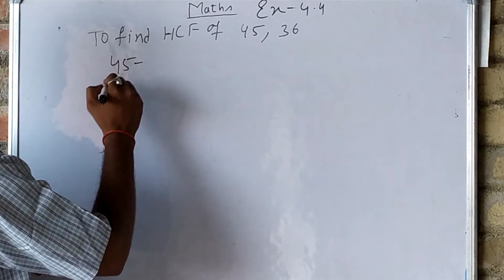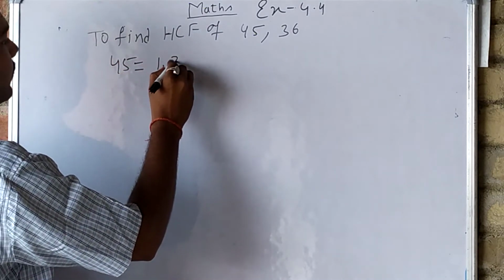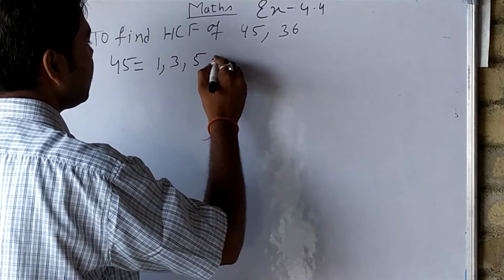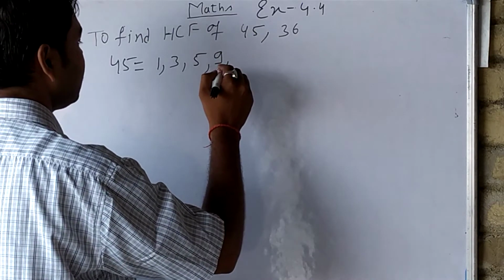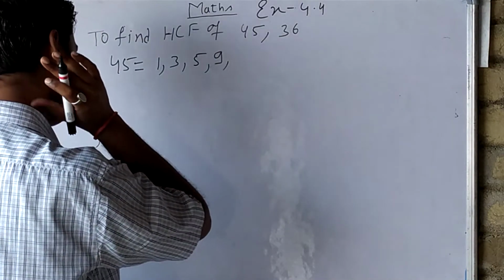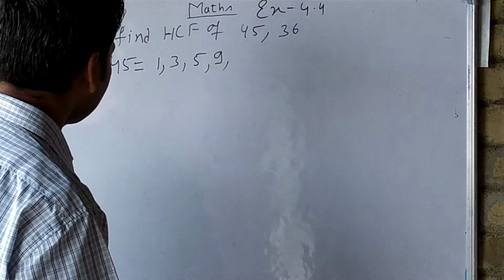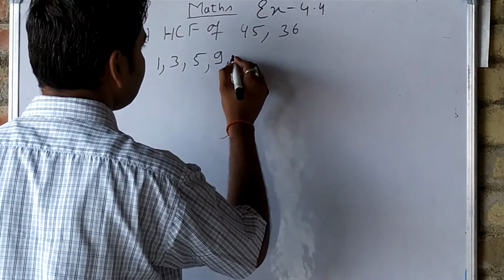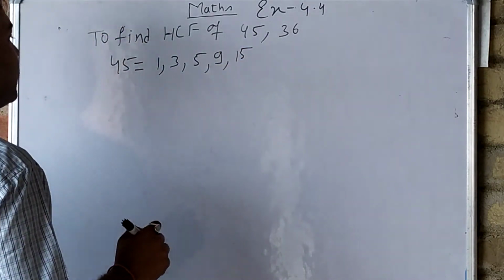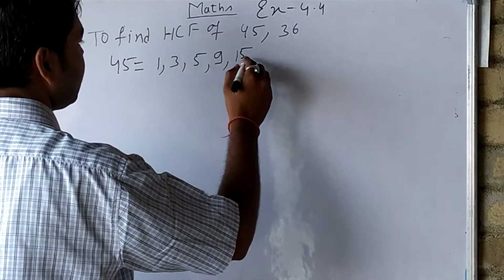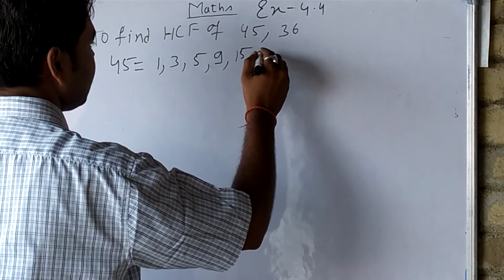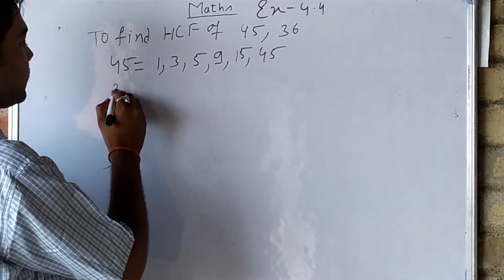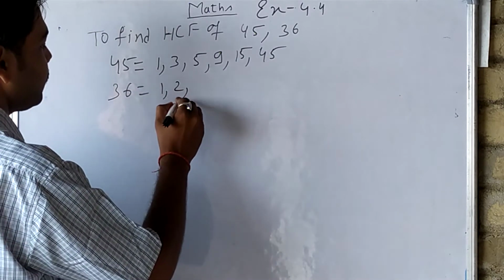First, the factors of 45: 1, then 3, then 5, then 9, then which number will be the factor of 45? 15, then 45 itself. Now we will see 36: 1, 2, then 3.